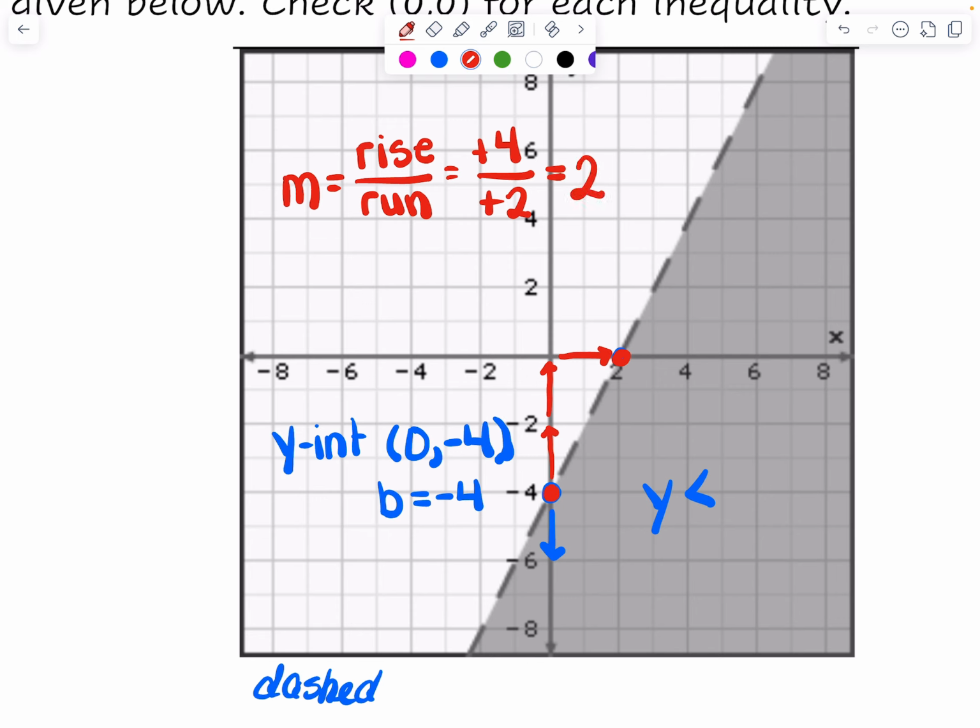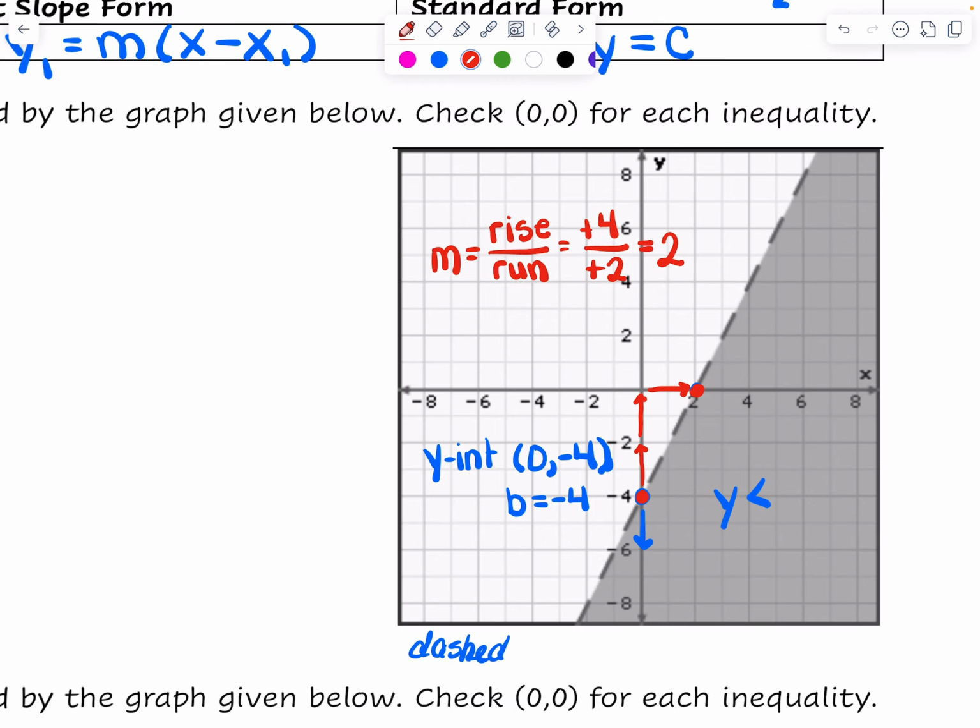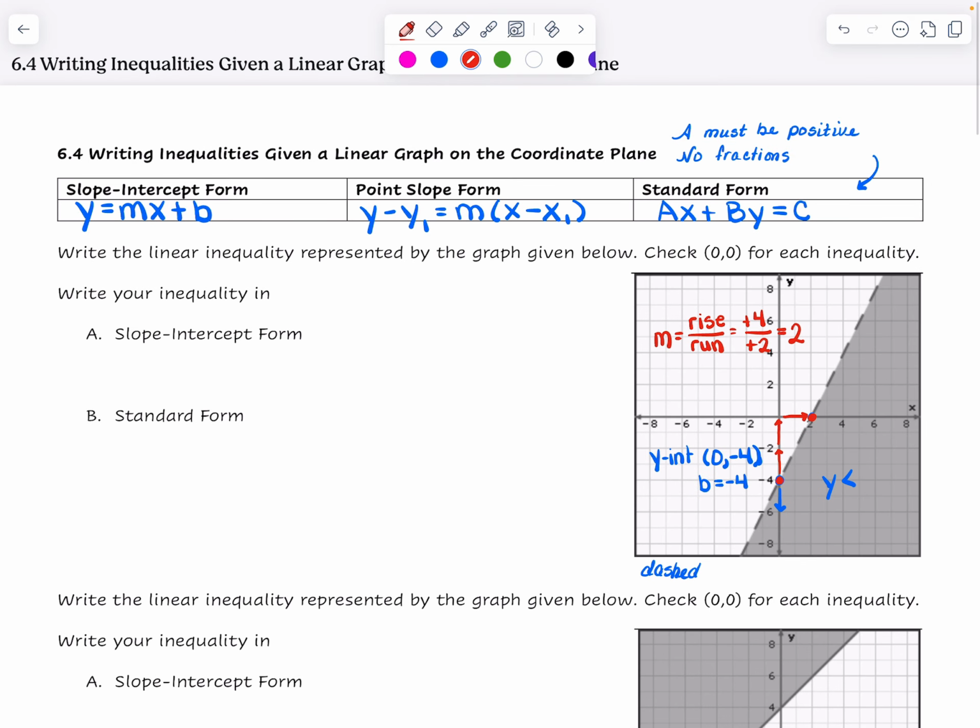So now we have all the pieces that I need. I have the y-intercept, I have the slope, I have whether it's solid or dashed, and I have that y is less than, the shaded area is less than the line, okay? So when I go to write this out as an equation in slope-intercept form, I have y is less than 2x minus 4. Now remember, slope-intercept form is this one here. Okay, I'm going to come back to standard form here in just a second, but I want to go on and work on another one doing this exact same process.